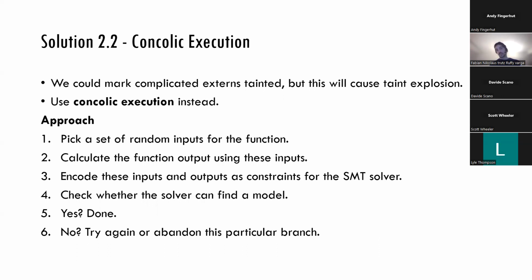Here we use a fancy solution called concolic execution, which is essentially a fallback where we pick a set of random inputs for the function that are possible given the current constraints, and then we execute the actual function and get an output from it. Now we have a series of inputs and a series of outputs, and we encode these as new constraints for the SMT solver and try to find a model. If that works, we can emit a test. If not, we have to either try again or abandon this particular branch because we cannot find a model that satisfies the execution.